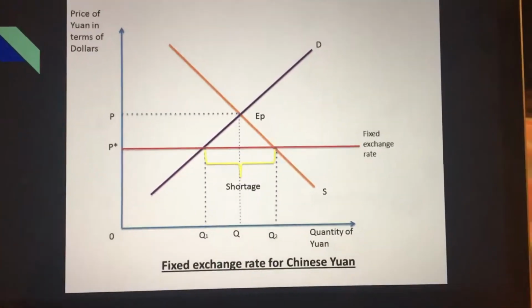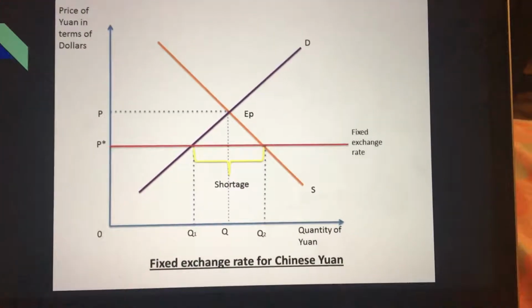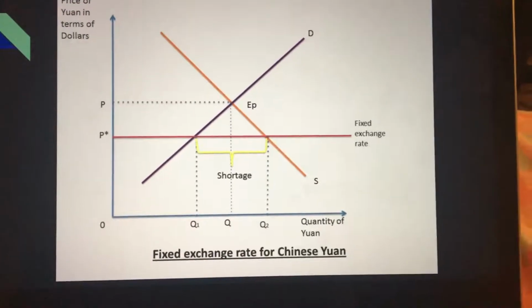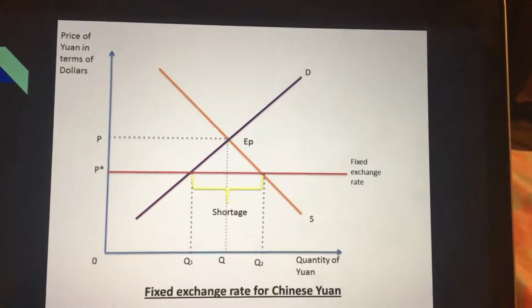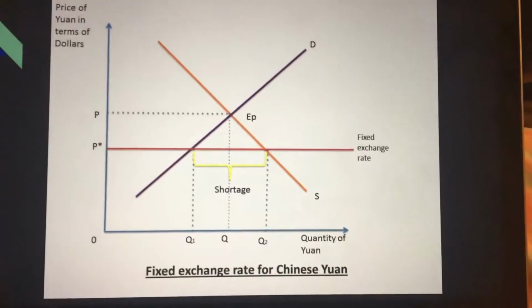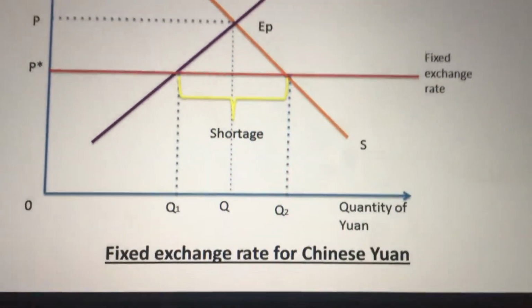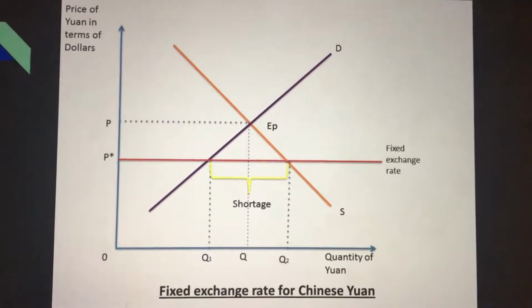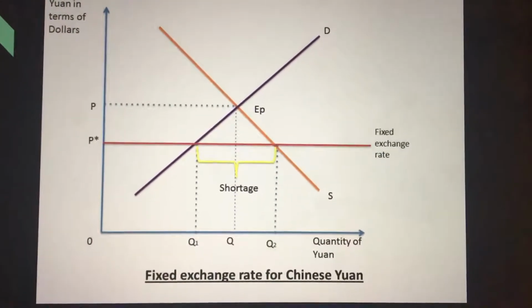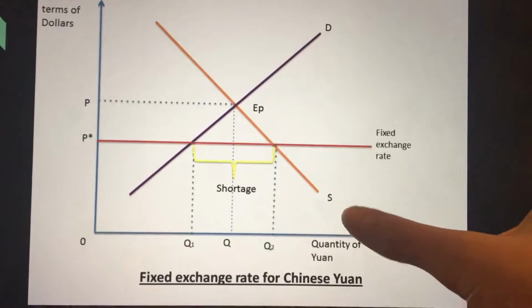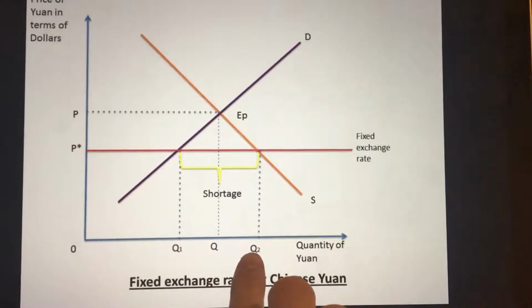So this is an interesting diagram. This is the price of yuan in terms of dollars compared to the quantity of yuan available by the government. Now you may be looking at this diagram and saying, why are the supply and demand curves shifted? This diagram is showing a shortage. So there's a shortage of the quantity of yuan available due to this fixed exchange rate. You can see the fixed exchange rate here, the supply, the demand, and this from Q1 to Q2 is the shortage.